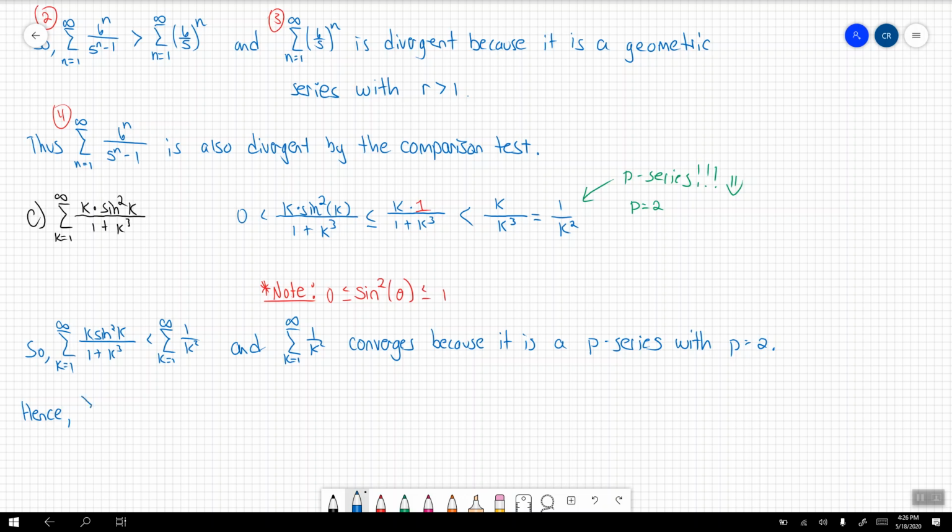Hence, now I'm summarizing. Now that I know that, what does that mean about my original function? 1 plus k cubed. So that now tells me that this series is also convergent by the comparison test.